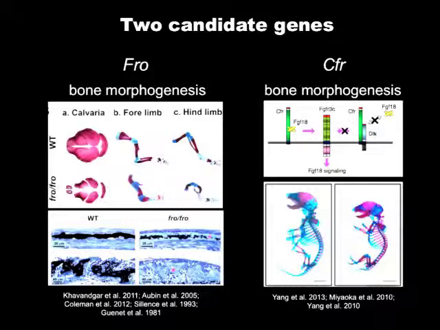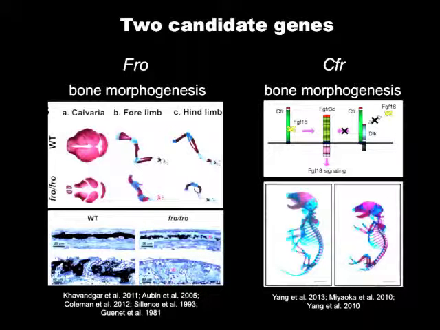So one is FRO, Fragilitis Ossium. This is a disease that actually segregates in humans, and they have very brittle bones that break easily. This has known function in bone morphogenesis. Here's CFR, cysteine-rich fibroblast growth factor receptor. Also has bone morphogenesis phenotypes. Okay, we know some pathways involved here.